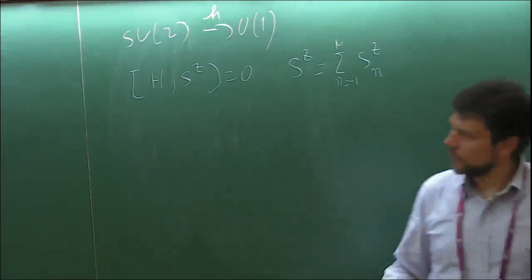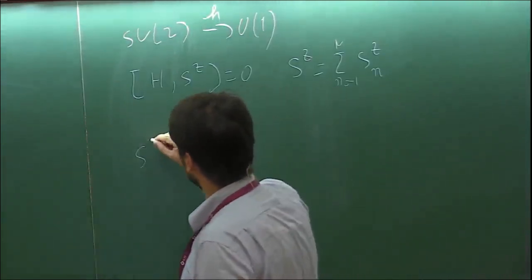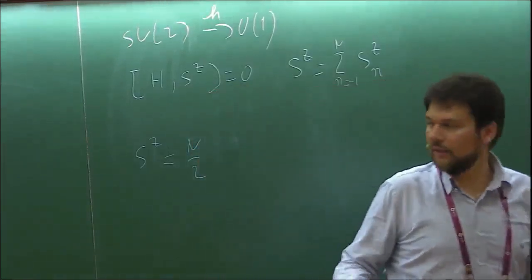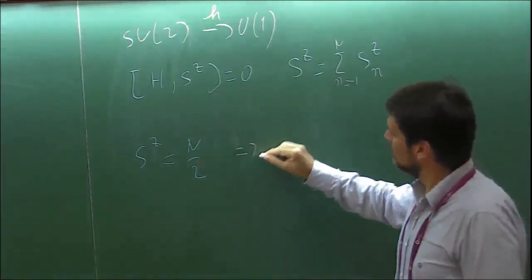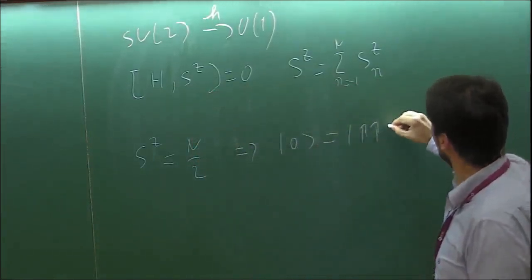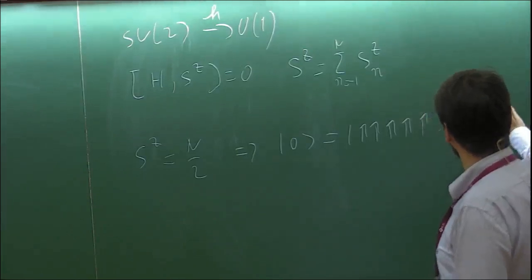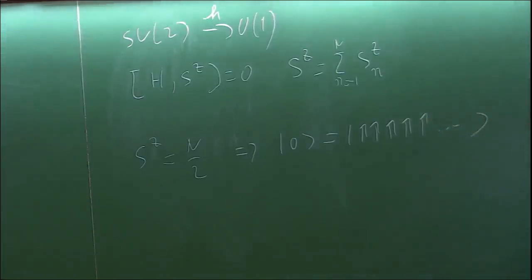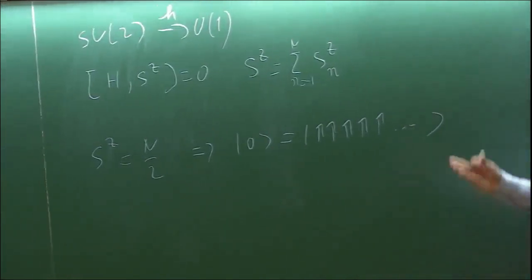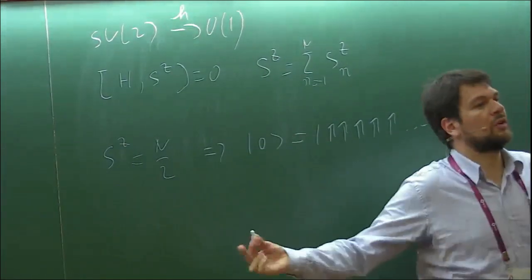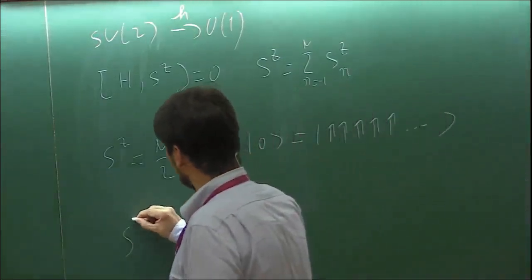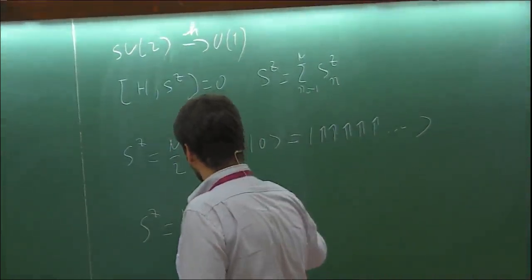So I can start with the state with maximal magnetization, the one that has N over 2 magnetization, and this is only one state. I will denote it as |0>. I will call it the pseudo-vacuum, for reasons that will become clearer when I introduce the algebraic approach. It is the ferromagnetic state. This is the only state that has this magnetization, so it has to be an eigenstate of your system.